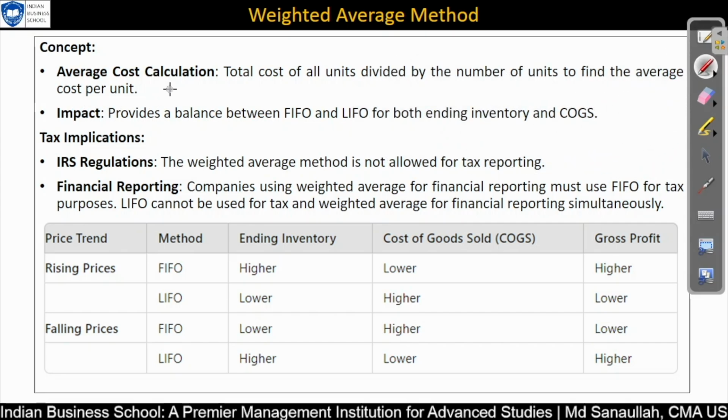Let's read it out. Average cost calculation: total cost of all units divided by number of units gives the average cost. Whatever the total cost, there is a bucket in which all your purchases go, how much quantity and price or whatever the value. Likewise, you have hundreds of purchases. All those you put here, and whatever the total value is, that will be divided by the total number of quantity. If you divide that, clubbing all together, you will get your average value.